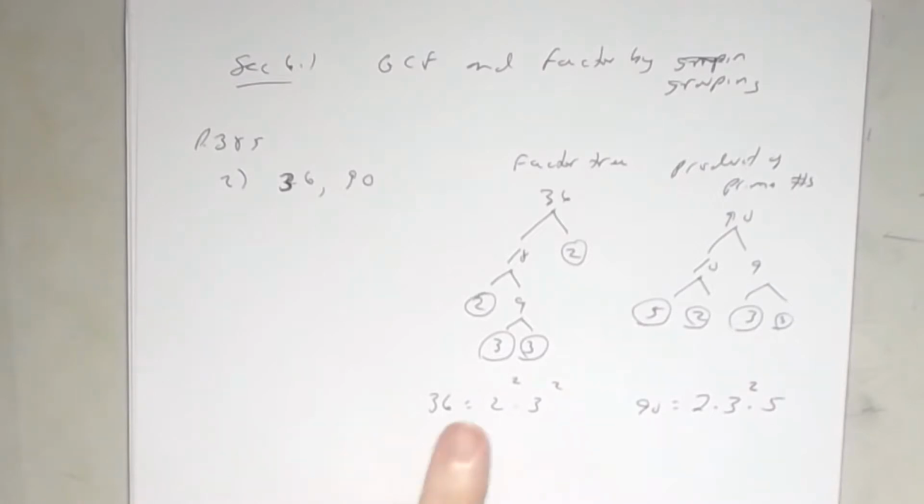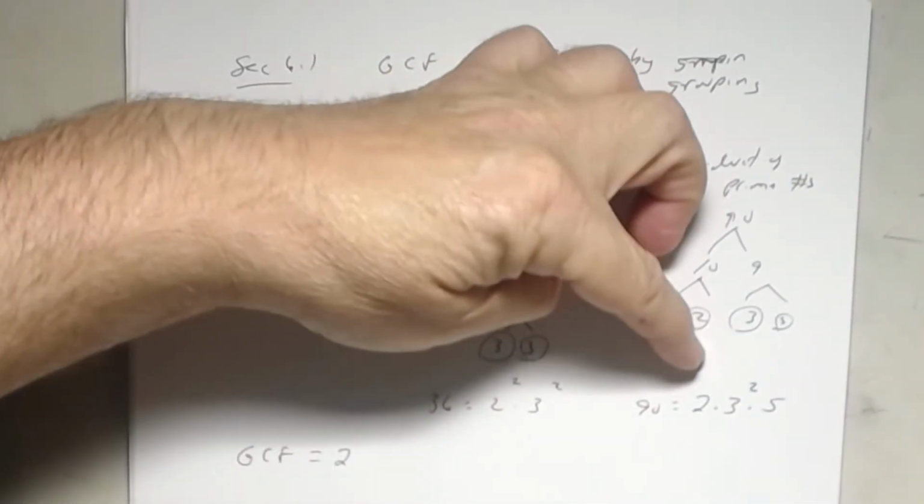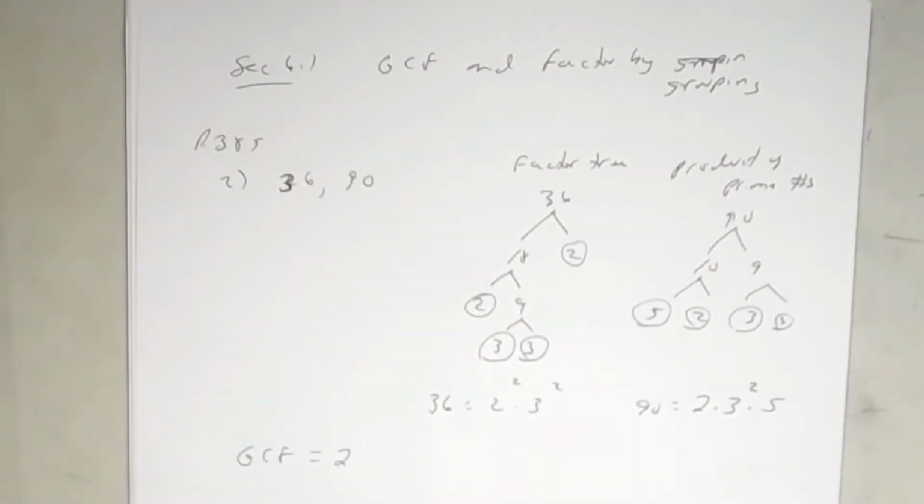So let's start with the first one I see. I see the prime number 2. Is our prime number 2 listed here? Yes. So in my GCF, I am going to use the number 2. The question is, how many do I need? How many do you see here? 2. How many do you see here? 1. So you can only use 1.